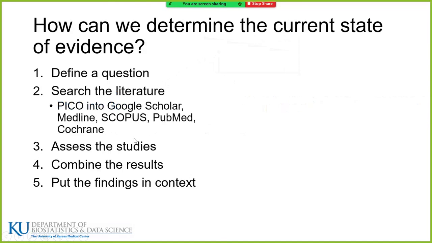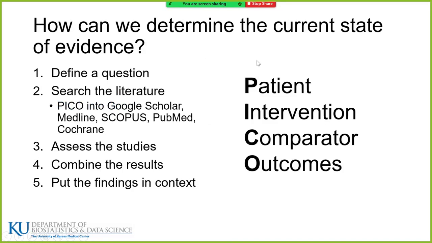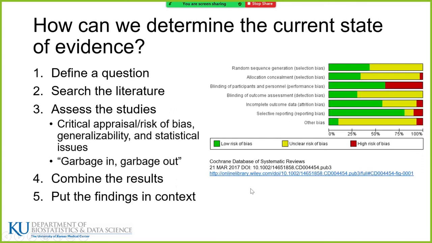So pre-registering, search the literature using the PICO method, where you search the patient population indicators, the type of intervention, the type of comparator, and the type of outcomes. Putting these four search terms into something like Google Scholar or PubMed will pull up all of the different types of studies conducted toward a research question. And then you can assess the studies once you've determined which ones are included, do a critical appraisal of risk of bias, and generalizability, and see if there are any statistical issues.